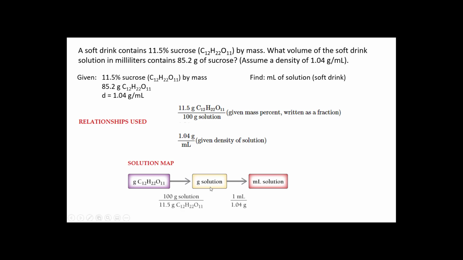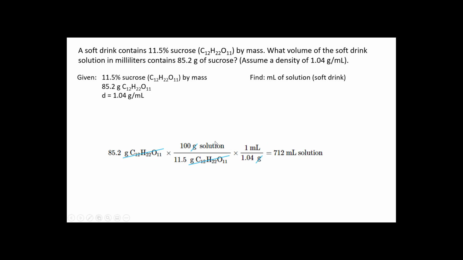We need to figure out how to get to the next thing. So in this case, we flip it so that the 11.5 grams is on the bottom, so these can cancel out, leaving us grams of solution. How do we get rid of grams of solution? Through density, and that will give us the mils that we need. So here's the problem, 85.2 grams of sucrose. We flipped the 11.5% sucrose by mass solution, and then we use the density, and that produces 712 milliliters of solution.